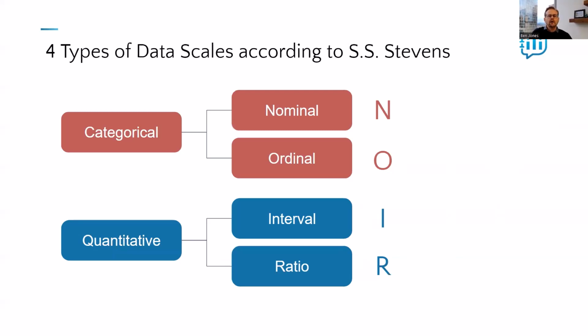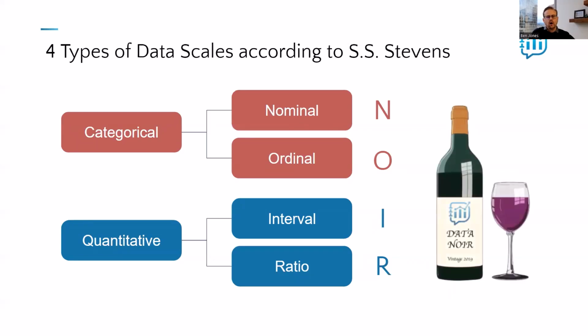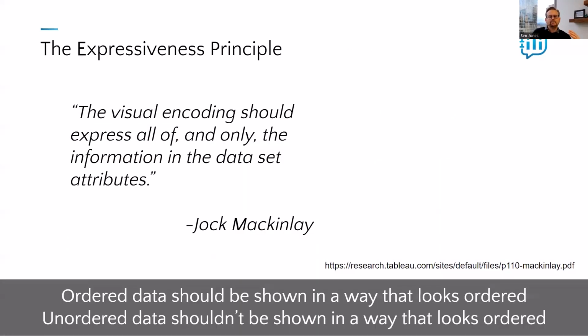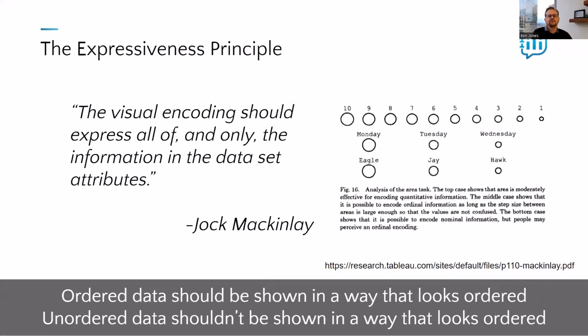Okay, so we use the analogy of noir and the acronym there to help people remember it. But the important concept is that researchers have said, for example, Jacques McInlay, former coworker of mine at Tableau and a real data viz hero to me, that you want the chart and the encoding in the chart to express what's in the data. Well, when it comes to ordered data, you want to show ordered variables in a way that conveys that order. And you don't want to convey order if there is no order in the variable.